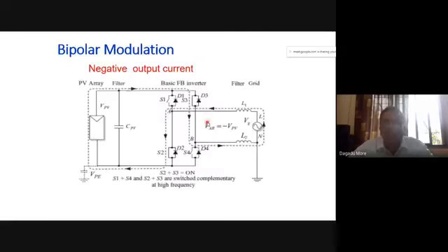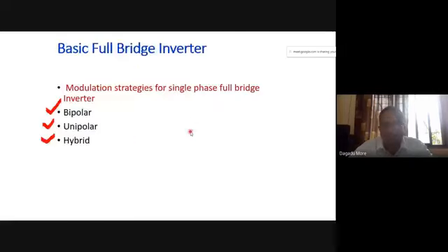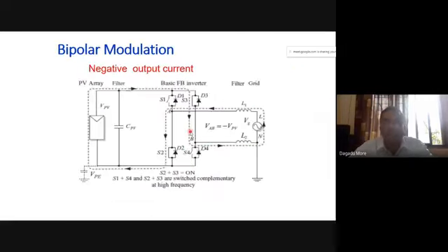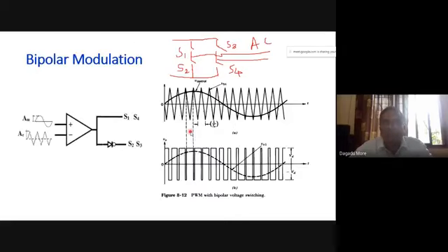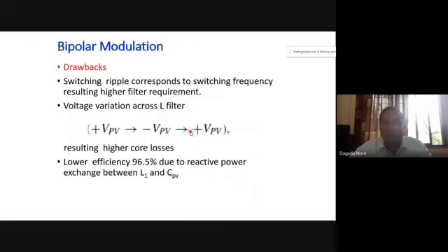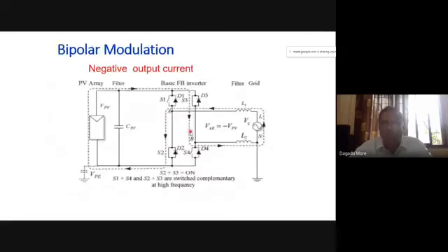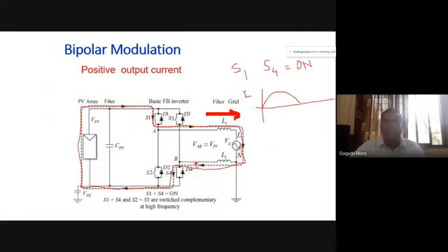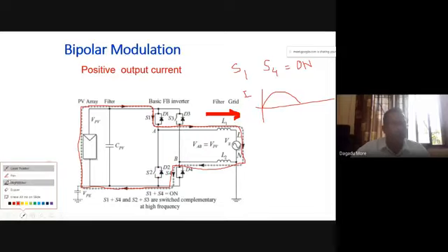One minute, I made some mistake. Positive output current, negative output current. Now let us suppose that S1 and S4 are off, but the current is positive, though S3 and S2 are on. S2 and S3 are on, and the current is in the positive direction.